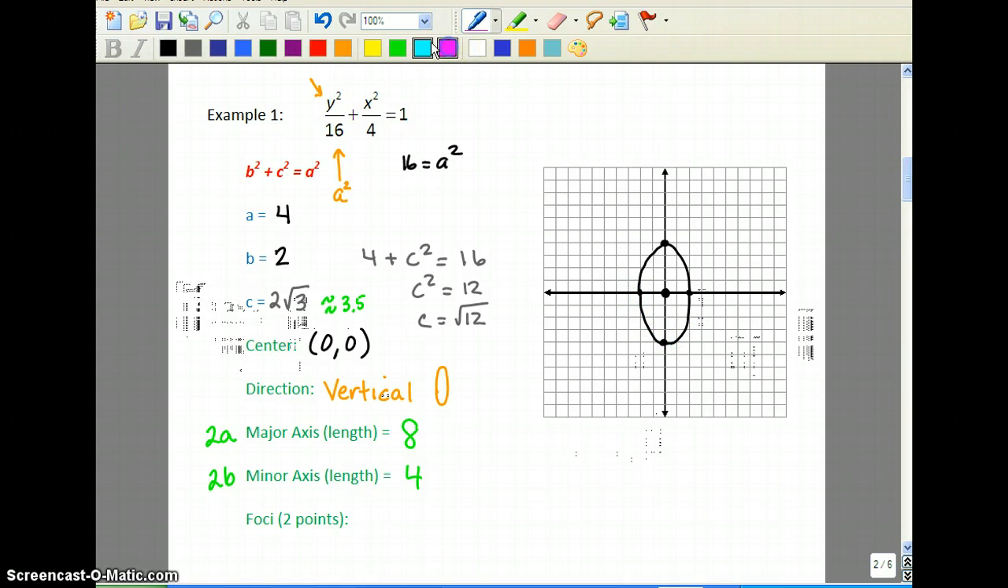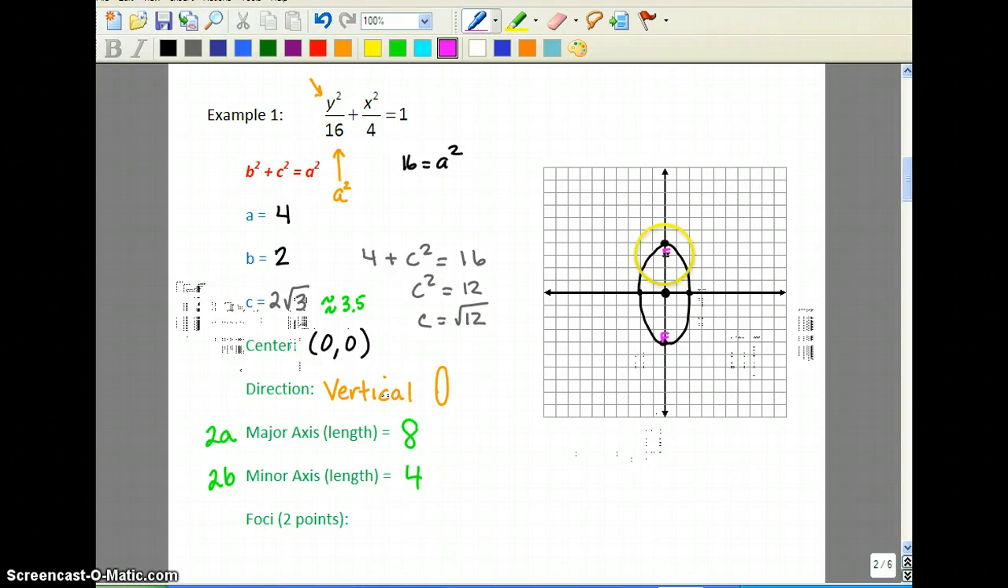Now your foci points are about 3.5. So 1, 2, 3.5 would be in here and in here. And I just mark them with an F because they're going to be in weird spots. All right, but you just put them in about the right spot. They should always be inside, so you'll know if you've gotten this number wrong.